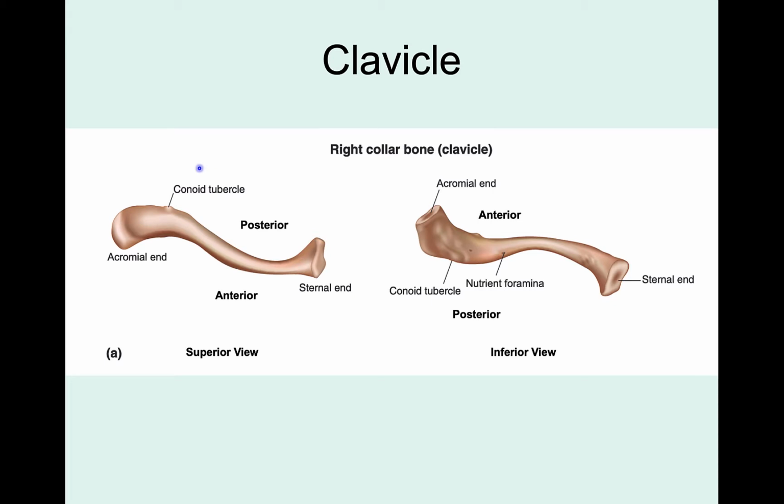Now, what we can use is this conoid tubercle that we can see here and here. This conoid tubercle is on the posterior side of the lateral end of our clavicle, and it points inferiorly. So this is going to be a really important feature to help figure out superior and inferior views.